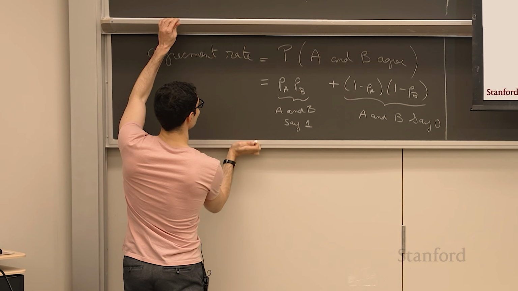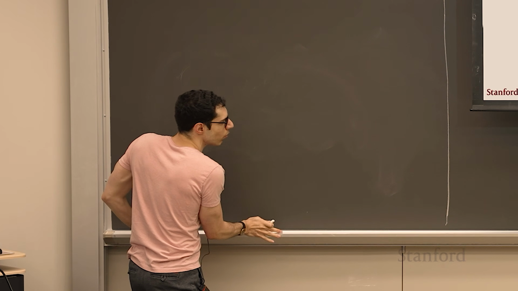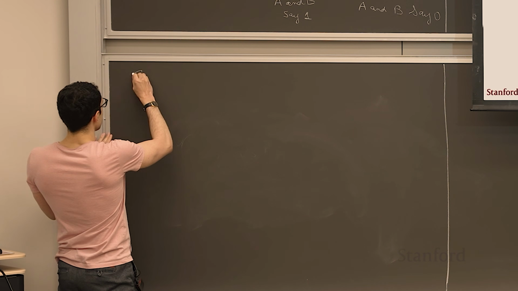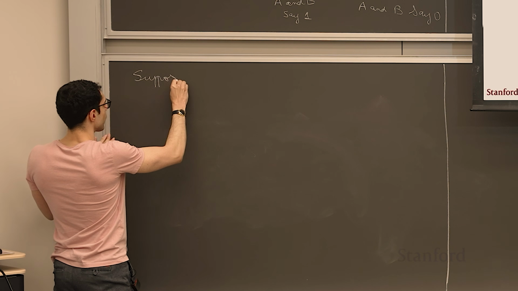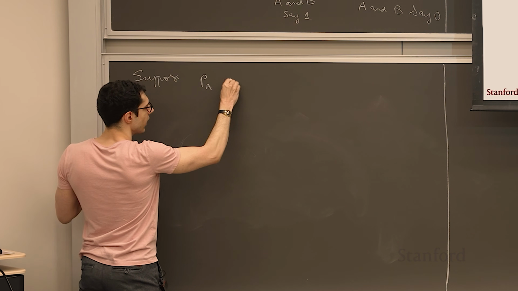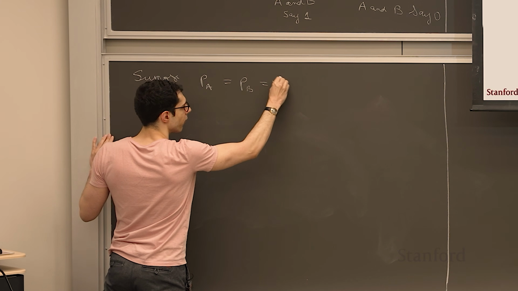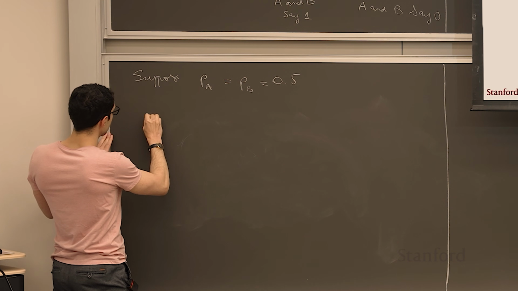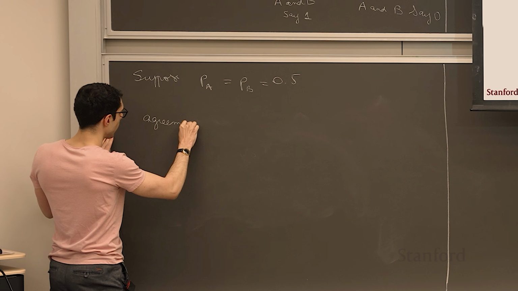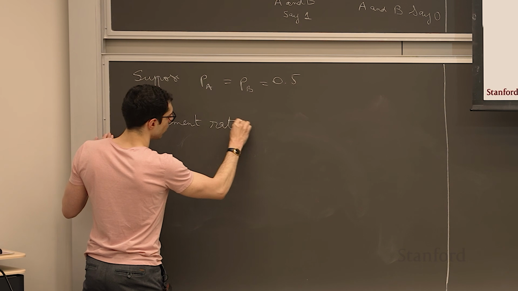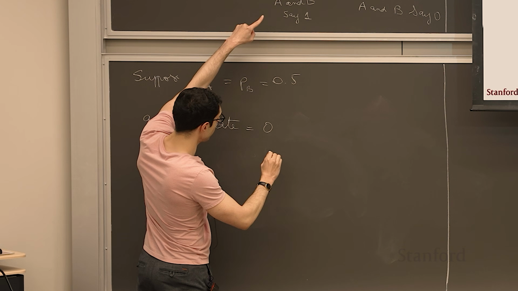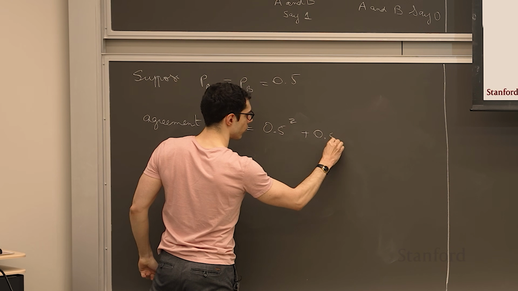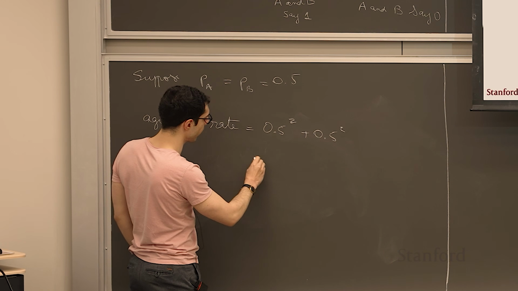So let's see what the agreement rate would be in that case. So if we assume that, let's suppose P of A is equal to P of B, which is equal to, let's say, 0.5, then the agreement rate would be, so I'm just replacing the numbers here, 0.5 squared plus 0.5 squared, so it's 0.25 plus 0.25, which is equal to 0.5.